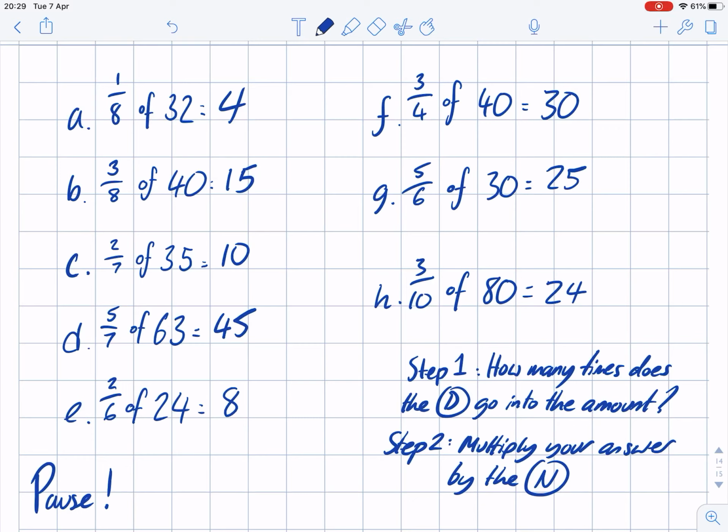So there are your answers. 4, 6, 8. Really, really hope you got all those right. If you didn't, but you've still followed that method, well done. Let's just keep practicing, and I look forward to seeing you tomorrow.